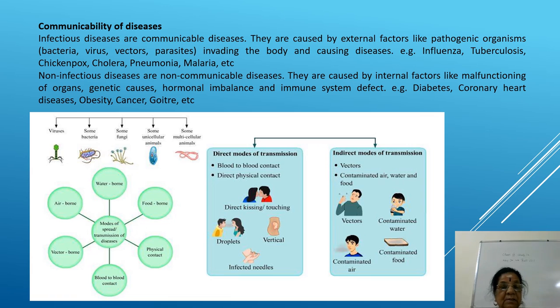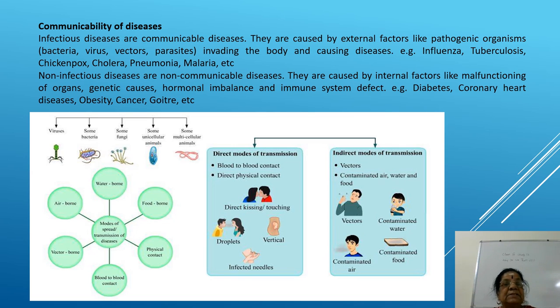And contaminated water: a person drinking any uncleaned water with any worms or germs in it. Same way with the contaminated food. So these two figures represent direct and indirect mode of transmission. So what is given?